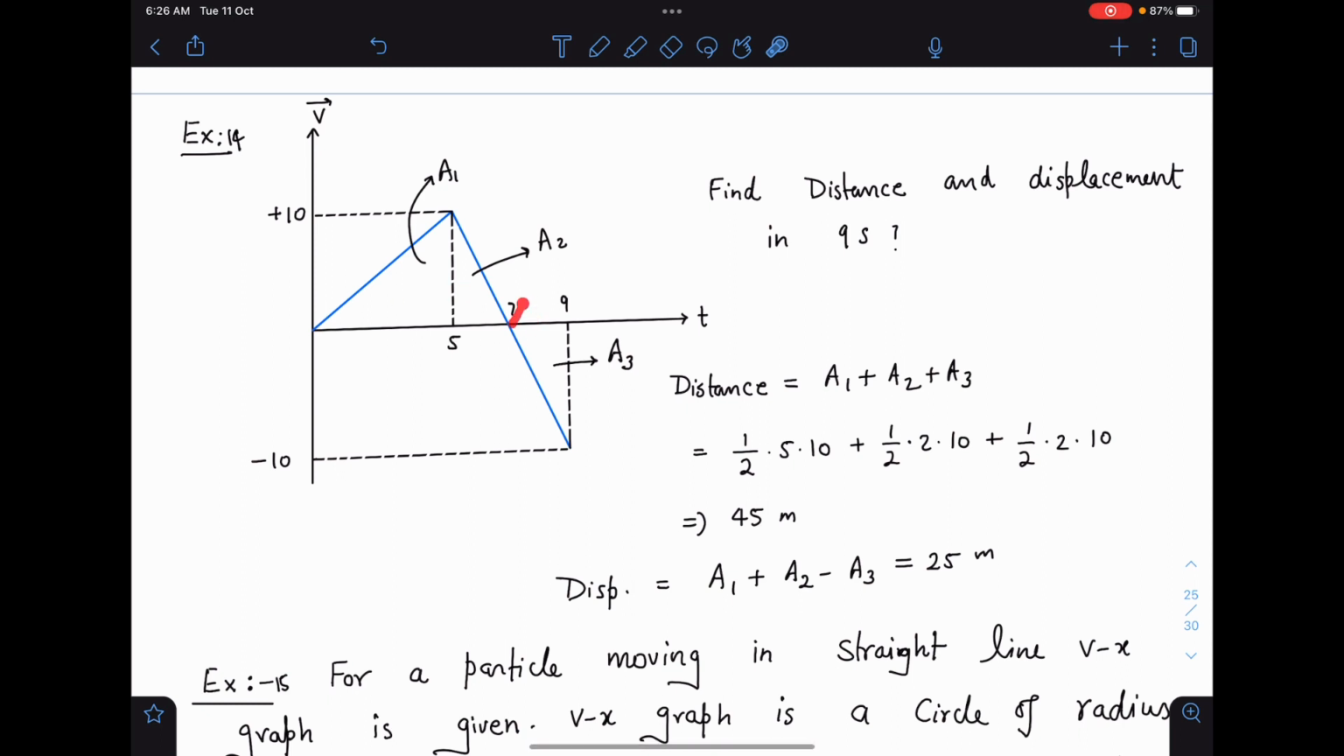The graph also you can make like this. This is the speed time graph. Its area we can take. So distance is 45 and displacement is 25.